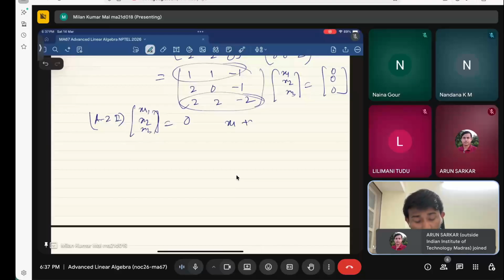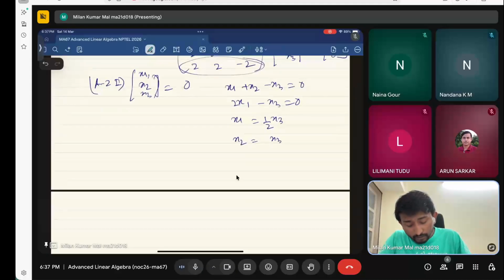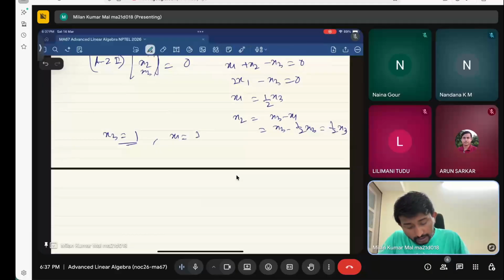Okay. So yeah, this is x1 equals x3 by 2. So if I replace x1 with this value, then what will x2 be? x2 is equal to x3 minus x1, which is equal to x3 minus 1 by 2 x3, which is equal to 1 by 2 x3. So what we got is, if we take x3 equal to 1, then x1 is equal to half and x2 is equal to half.